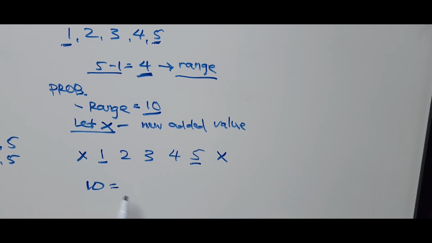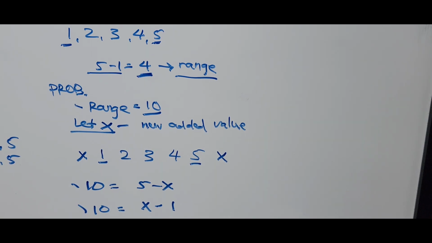To solve for the added value with a range of 10 now, that means 10 is equal to 5 minus x. And the other possible value to be added is 10 equals x minus 1. So these are the possible scenarios.